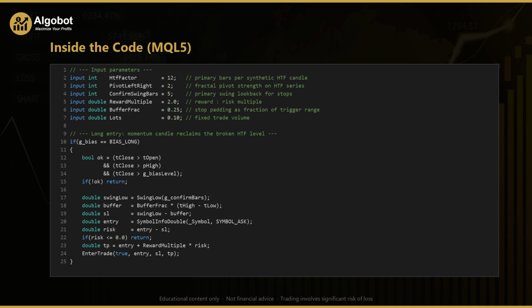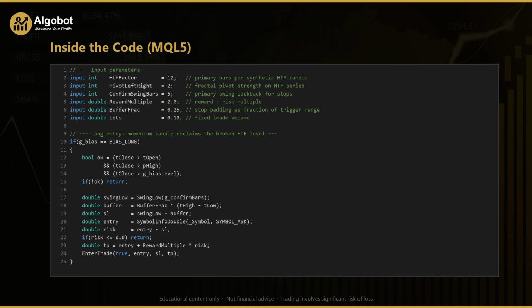Once the conditions pass, the strategy calculates its risk. It calls swing low over the confirmed swing bars window to find the recent structural low, subtracts a buffer derived from the trigger candle's range, and that becomes the stop loss. The entry is the current ask price, and the risk is the distance between them. The take profit is the entry plus the reward multiple times that risk. Finally, enter trade sends the order.